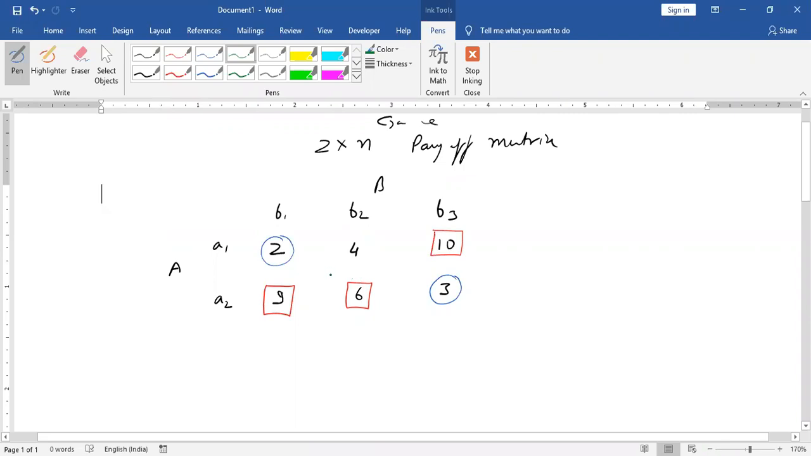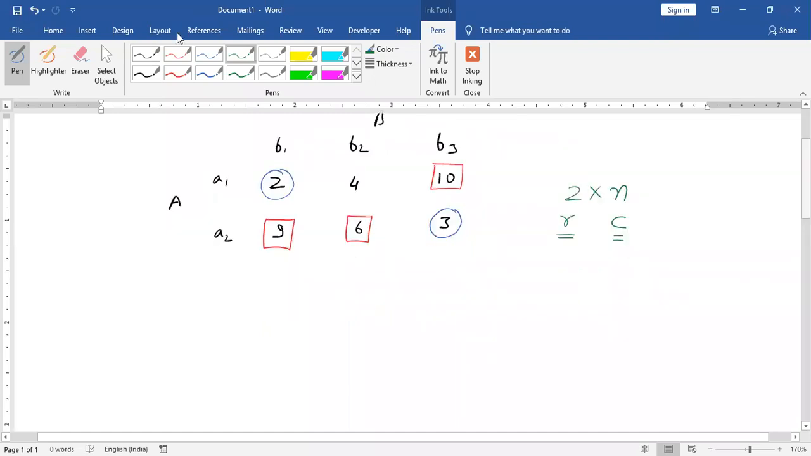And the dimension of this matrix is 2 by n. That means the number of rows is 2 and the number of columns is more than 2. In the previous lecture, I told you that we have two methods. Number one is the arithmetic method. Number two is the graphical method. First of all, I'm talking about the arithmetic method.